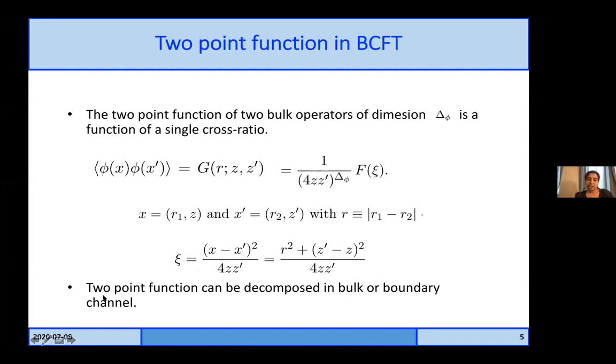The two-point function in a BCFT can be decomposed in a bulk channel or in a boundary channel. So it means that there are two limits of the cross ratio that can be useful. In one limit, the two bulk operators are close to each other, but far from the boundary. So this is the limit when xi goes to zero. And in the other limit, the two operators are close to the boundary, but far from each other. And this is the limit when xi goes to infinity.